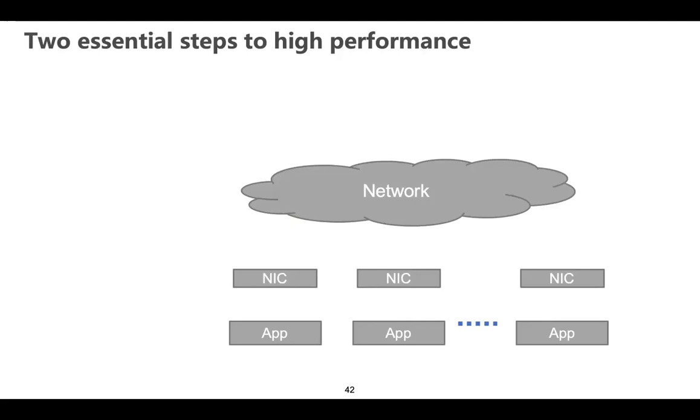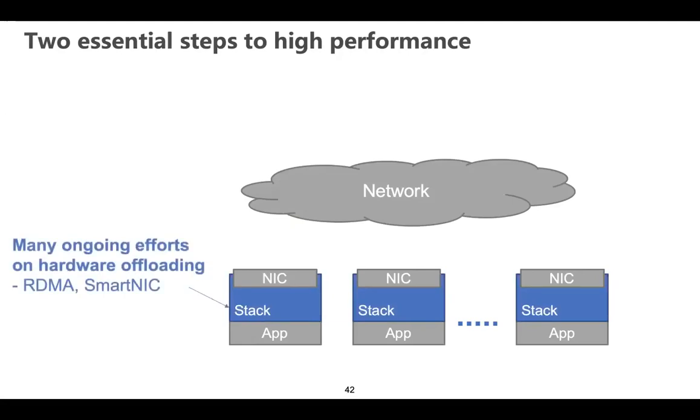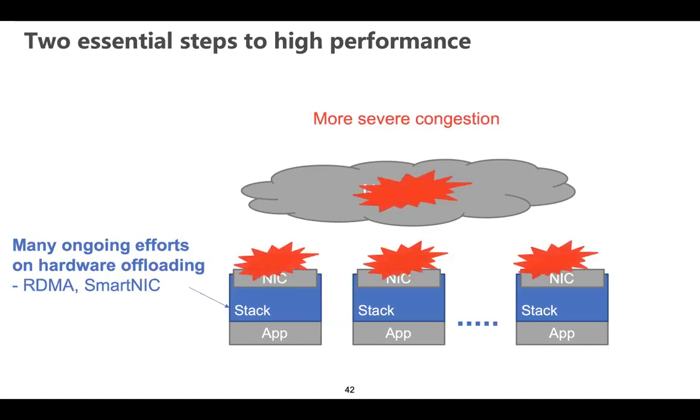But there are still two essential steps towards high performance networking. The first is that the software cannot keep up with the high speed. So we have to offload the networking stack into the hardware. And there are many ongoing efforts, such as RDMA or smart NICs. But simply making each sender much faster will not solve the problem, because as everyone sends more aggressively, there will be more congestion. So congestion control is actually a very important problem in this area.